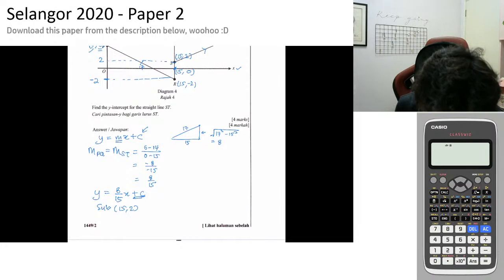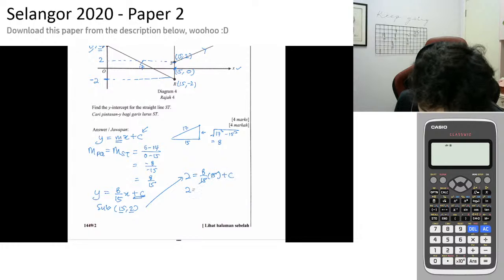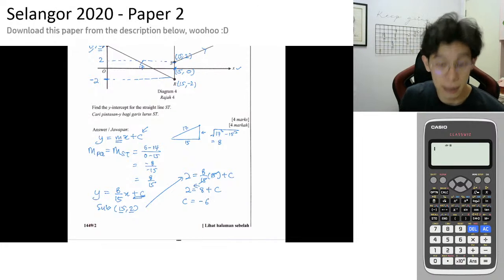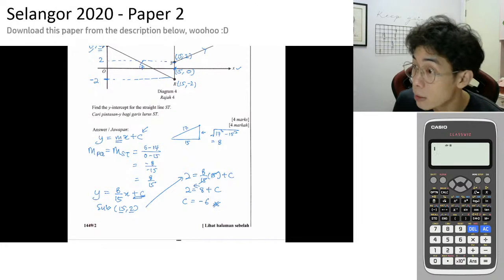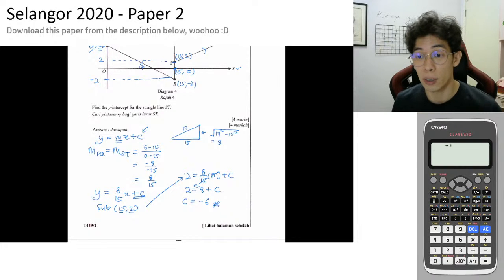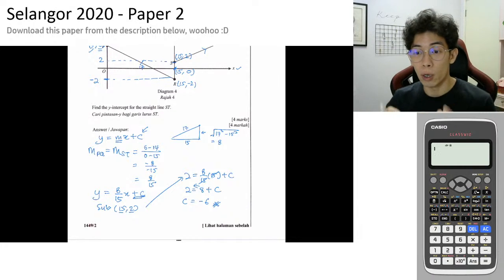With x and y, 2 equals 8 over 15 times 15 plus c. So cancel, 2 equals 8 plus c. c equals, you bring it over, 2 minus 8, minus 6. So this is your answer.